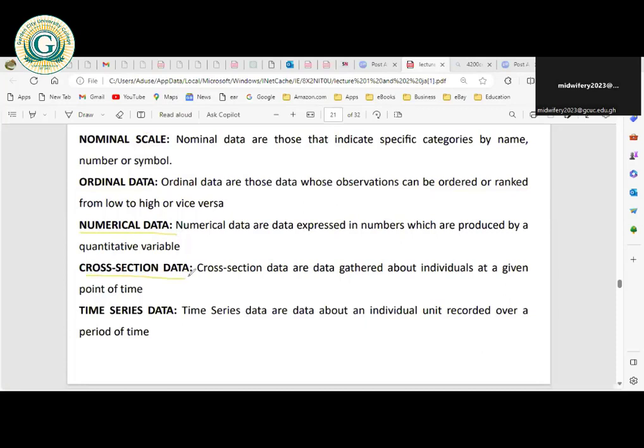And so, cross-sectional data. The cross-sectional data is very, very simple. You do these things at a given time, you just do it once. Let me put it that way. You just do it once, and then you don't revisit that research again. You just gather that data once.